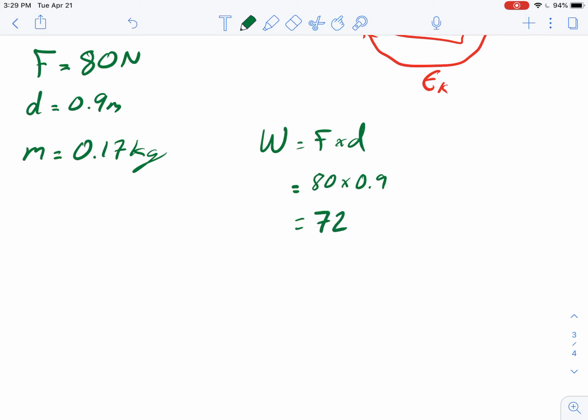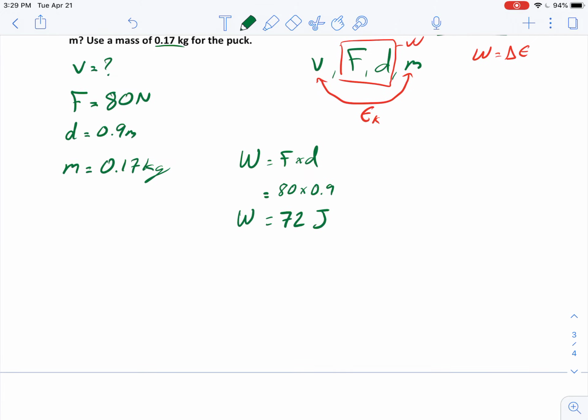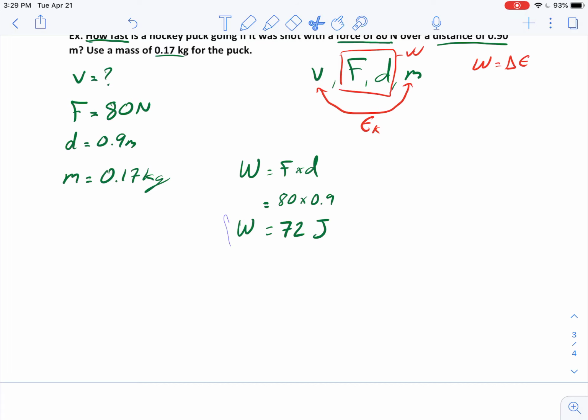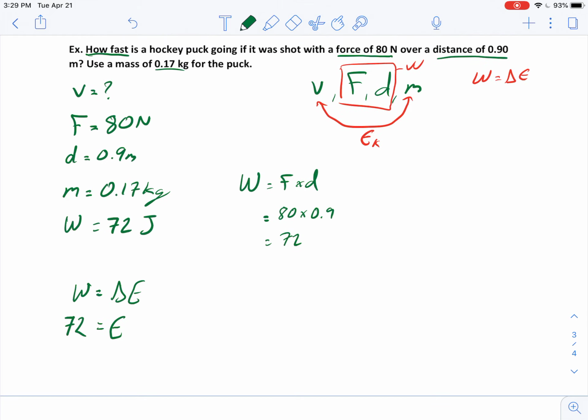72, and that's going to be in joules, or newton meters, either way. Work is equal to 72 joules, so that's now something I can add over here. I know that work is equal to the change in energy, and work is equal to 72. So 72 joules is going to equal some change in energy, which is going to be, in this case, all kinetic energy. The puck is assumed to be not changing height, so it must all be kinetic.